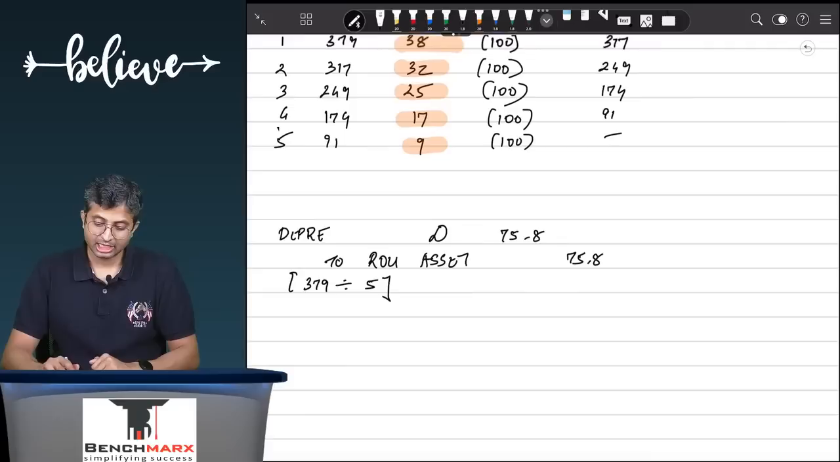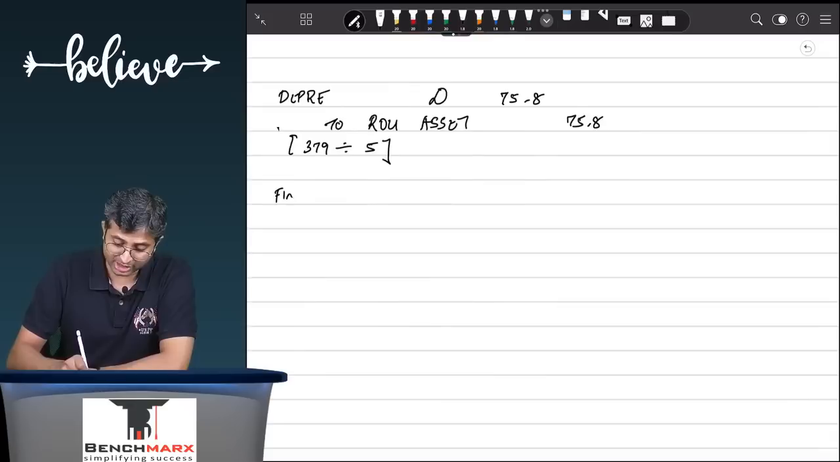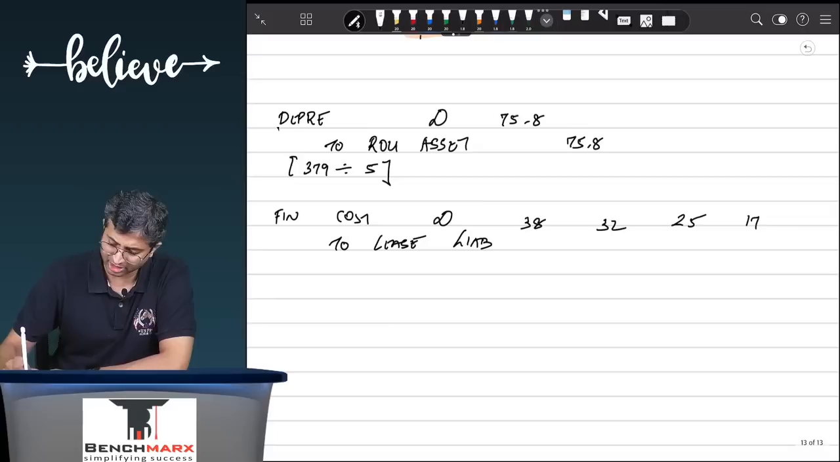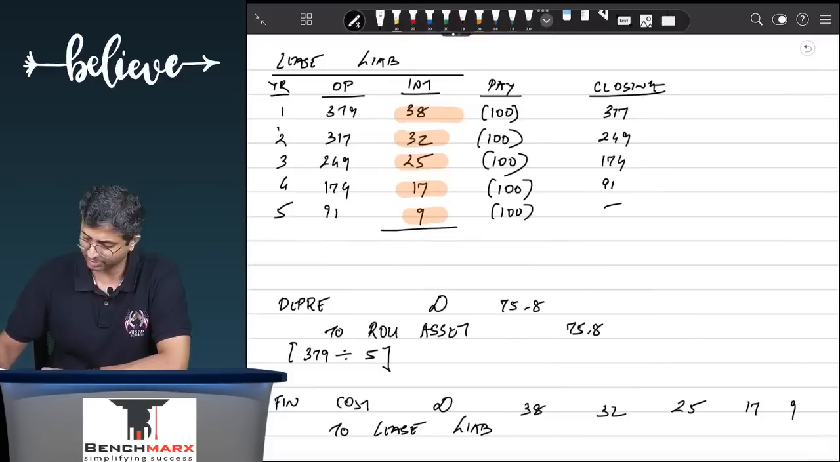Now, apart from that, your entry will also have finance cost account debit, or interest account debit, to lease liability. In each of the years, your interest would be, let us say, 38 in the first year, 32 in the second year, 25 in the third year, 17, and then 9. Ultimately, if I total all of these, this is 38 plus 32 plus 25 plus 17 plus 9. This comes to around 121 of total interest cost.